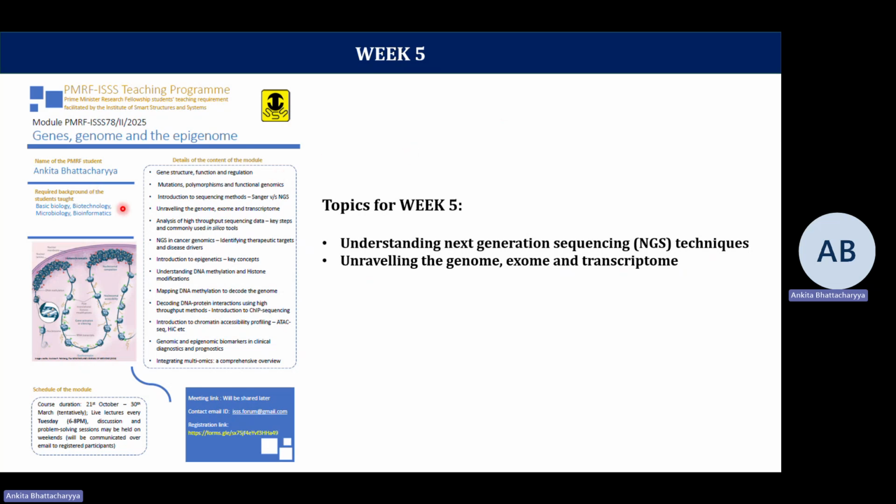Just for a very quick recap, we have already covered these initial few topics, which include gene structure, function, and regulation, followed by mutations, polymorphisms, and functional genomics. Then the introduction to sequencing methods, which included a comparison between Sanger sequencing techniques and NGS, and unraveling the genome, exome, and the transcriptome. Currently we have begun this topic and we'll discuss more about this in today's class. This will continue probably only till the next class, and then we'll move on to analysis of high throughput sequencing data.